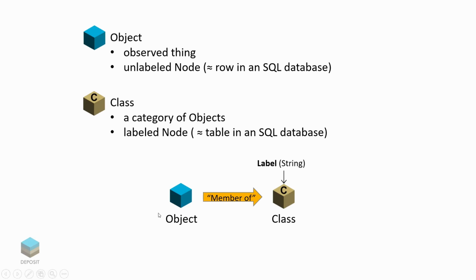Now, this type of relationship of an object belonging to a class is expressed by a relation or the edge between an object node and a class node. And the type of this relationship is "member of". So the object is a member of the class, and this class has a label. It's named.